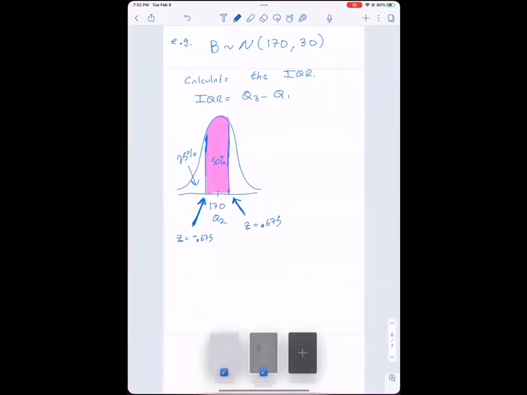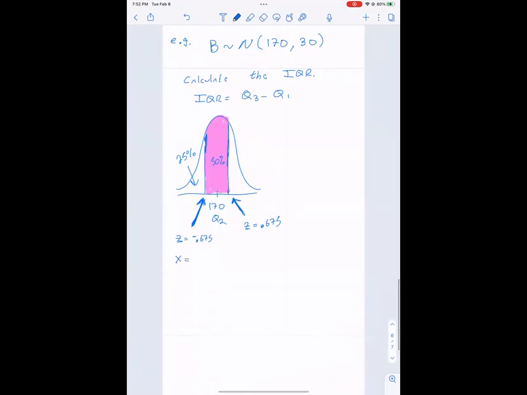Now, what is the value of x that corresponds to negative 0.675? How would I solve for that? Plug it into the other formula. Negative 0.675 equals X minus 170 divided by 30, the standard deviation. Yeah. X minus 170 over 30. So what do I get? Just do the math. I got 149.75.